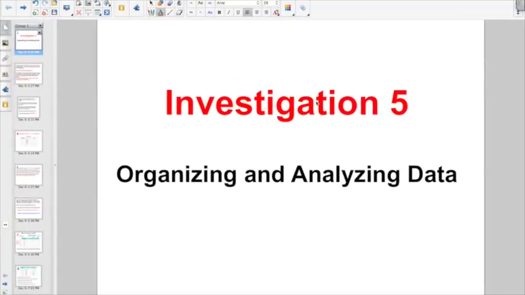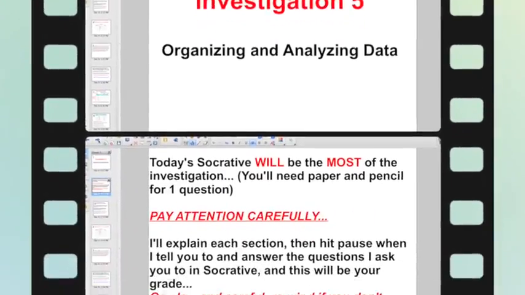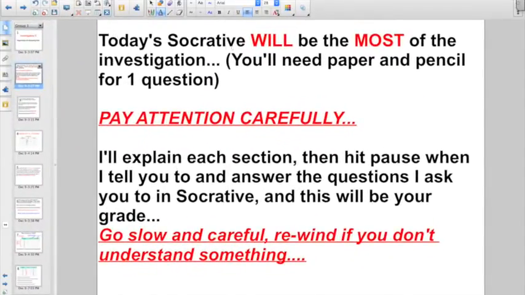Welcome to Investigation 5. We are all about organizing and analyzing data. So, today's Socrative will be most of the investigation. You're only going to need paper and pencil for one question. Make sure you pay attention to everything carefully.